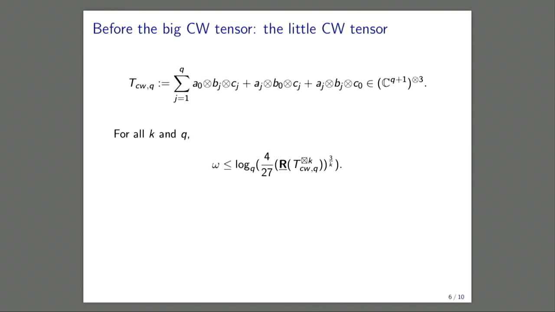Before the big Coppersmith-Vinograd tensor, there was a little Coppersmith-Vinograd tensor.